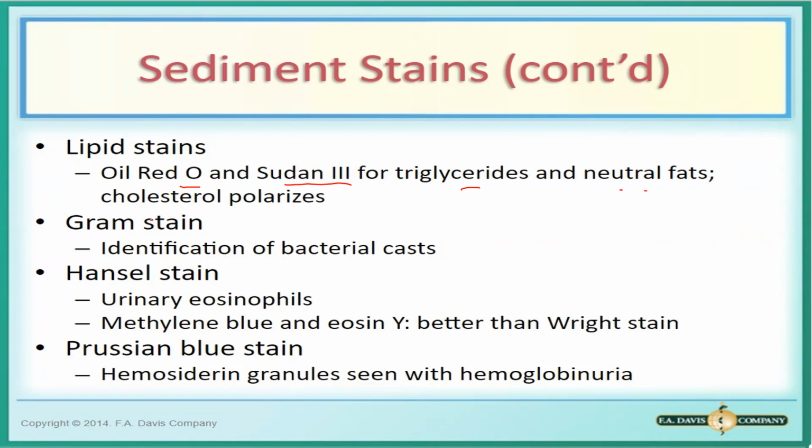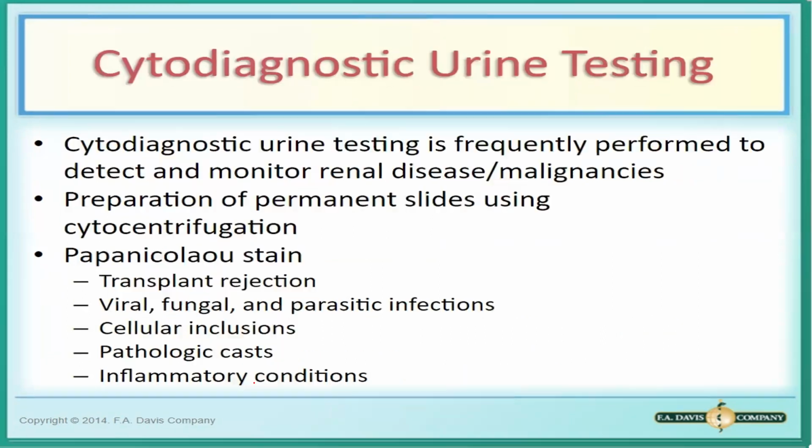Gram stain, you know gram stain from your bacti. So it's for identification ng bacterial casts and bacteria. Hansel stain for eosinophils. Prussian blue is for hemosiderin granules. Eosin and then iodine last. Iodine is the first stain used for urinary sediments.